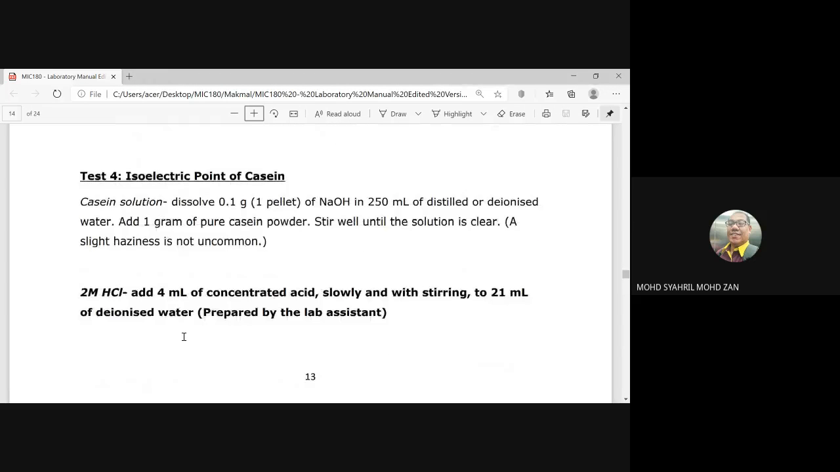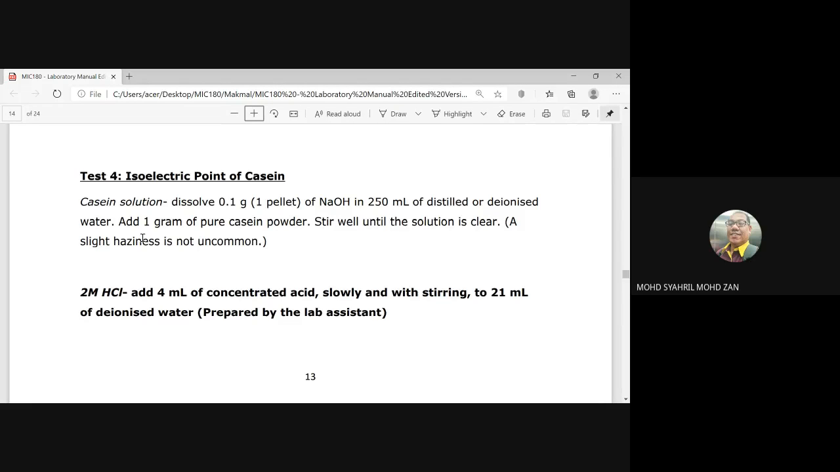Okay, the last one is test 4, the isoelectric point of casein. First you have to prepare the casein solution. Dissolve 0.1 gram, or 1 pellet, of sodium hydroxide in 250 ml of distilled or deionized water. Add 1 gram of pure casein powder, and then stir well until the solution is clear. But when you're doing this, you can get a slight haziness.